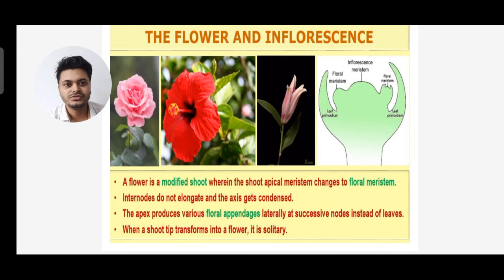So internodes do not elongate and the axis gets condensed. In a flower, the internodes do not elongate and the axis gets condensed. The apex produces various floral appendages laterally at successive nodes instead of leaves. So when a shoot tip transforms into a flower, it is solitary.